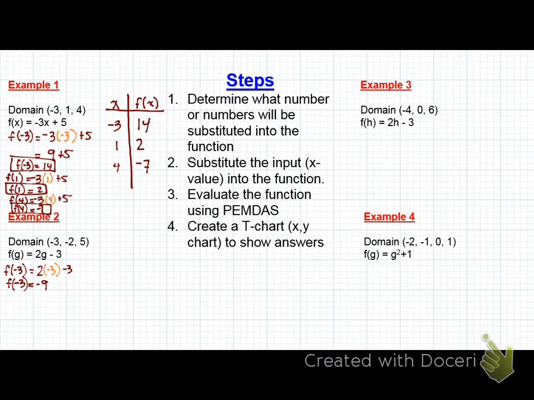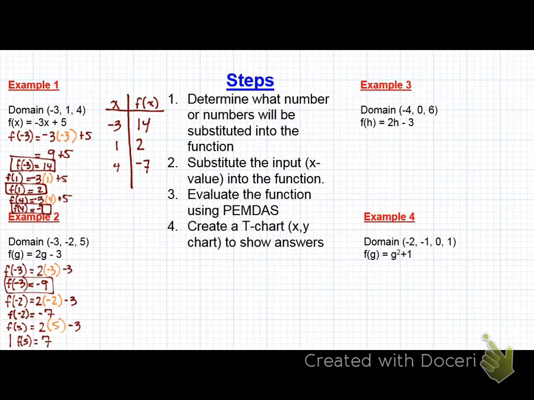I'm going to do the next one, which is negative 2. Okay, so f of negative 2. And I'm going to rewrite this original problem, 2g minus 3, except I'm going to replace g with negative 2. So it's going to be 2 times negative 2 minus 3. 2 times negative 2 is negative 4. Negative 4 minus 3 is negative 7. Okay, so that means f of negative 2 is negative 7. Last one, we're going to put in 5. When I put 5 in, I got 2 times 5 minus 3. It's going to be positive 7.